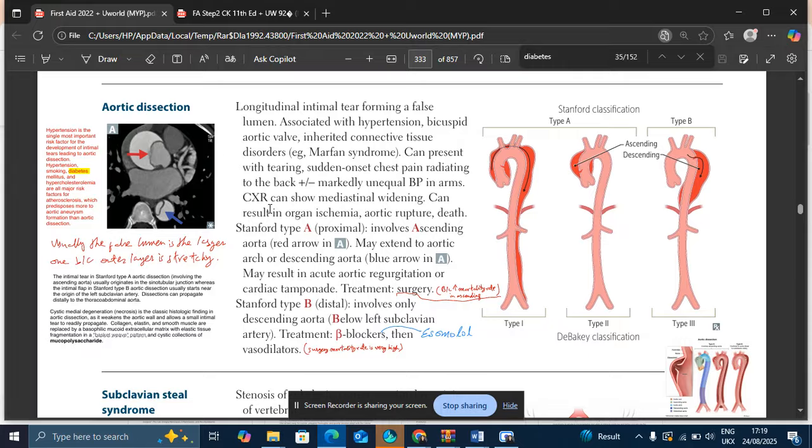Okay. Now, what would be the findings we see in patients?